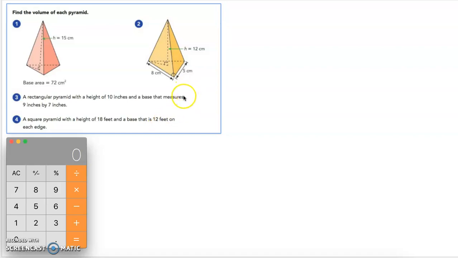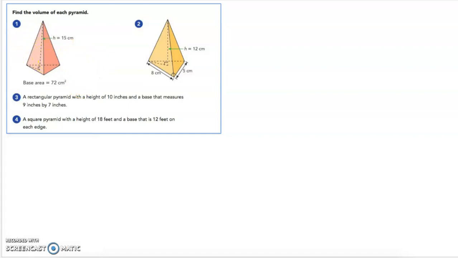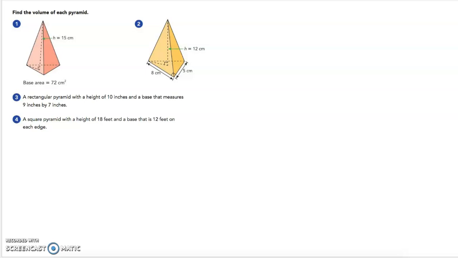Hey, boys and girls, so here are the answers, the solutions to numbers 1 through 8 on page 153. All right, so let's go.